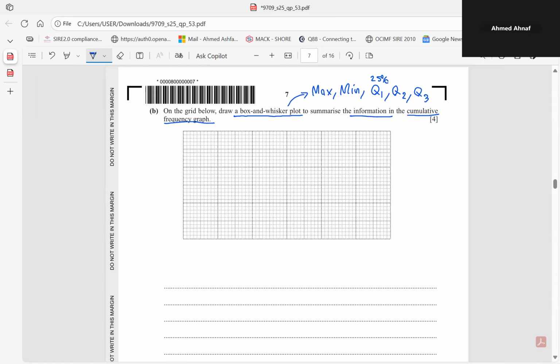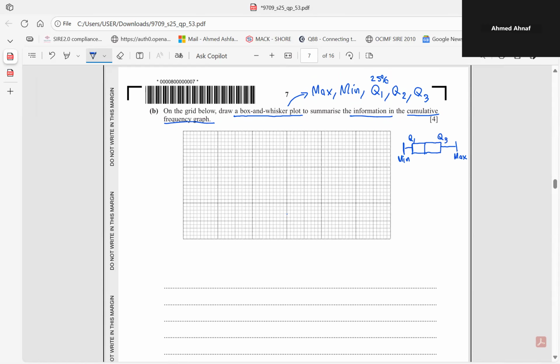So these are the values that you should know if you're plotting a box and whisker plot. So let me show you how the rough sketch is. This will be the minimum value, and then this would be your Q1, then this would be your Q2, this would be your Q3, and then this one would be your max. Q1 is the start of the box, and Q3 is the end, and in the middle of the box, you'll have Q2. And by the way, Q2 doesn't necessarily have to be in the middle, it just has to be within the box.